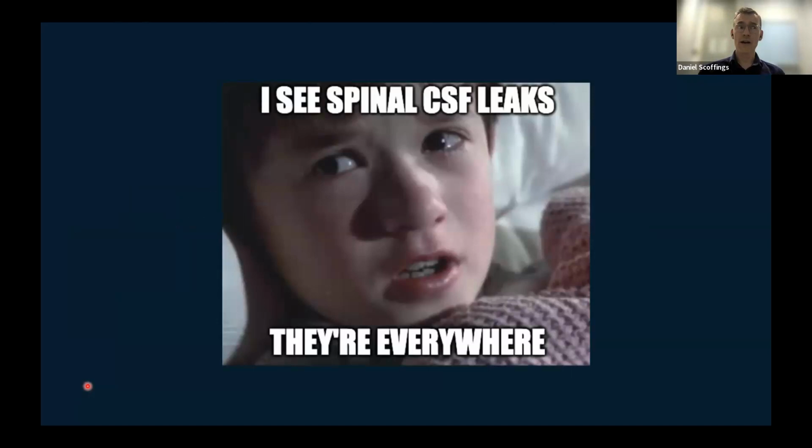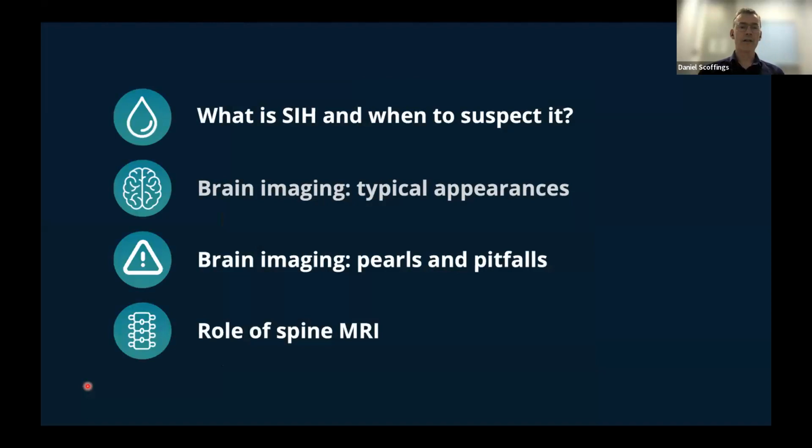And as neurosurgeons, you will see these patients quite often. They present to you in many different ways, and I'm going to talk to you about how you can recognize them and the circumstances where you should be thinking about this diagnosis. So what we're going to cover is the basics of SIH, that is, what causes it, when should you suspect it, and what is the role of non-invasive imaging, principally really with MRI.